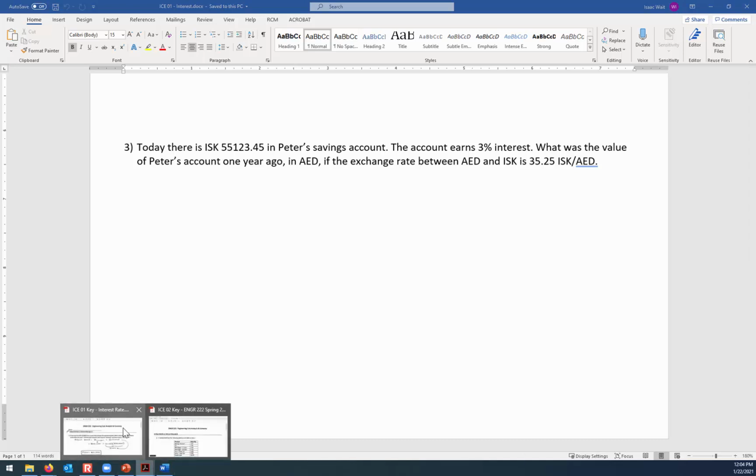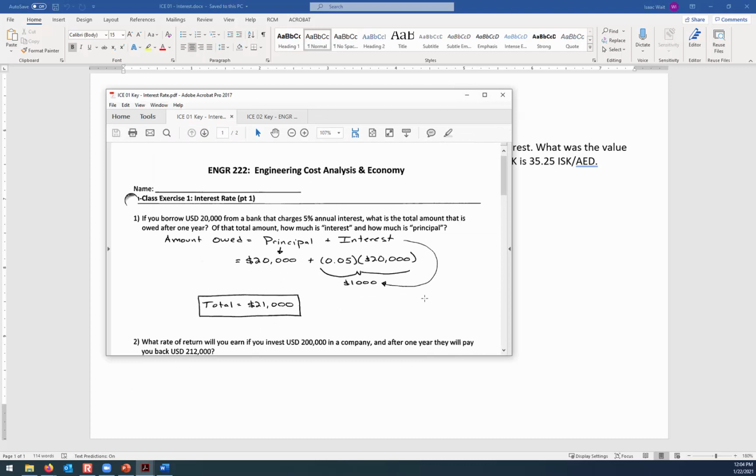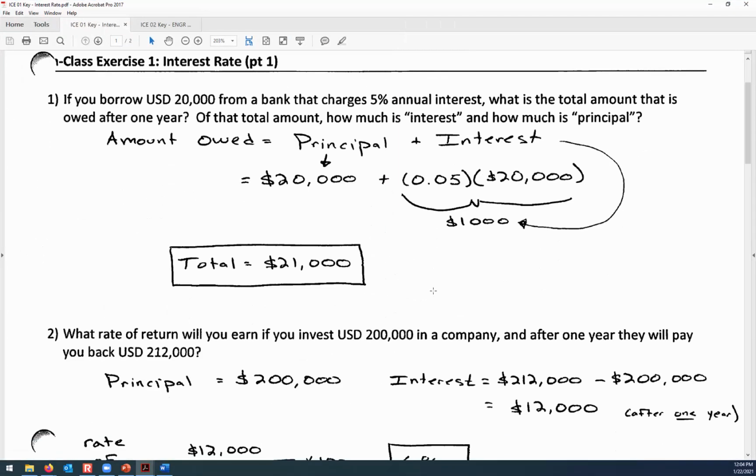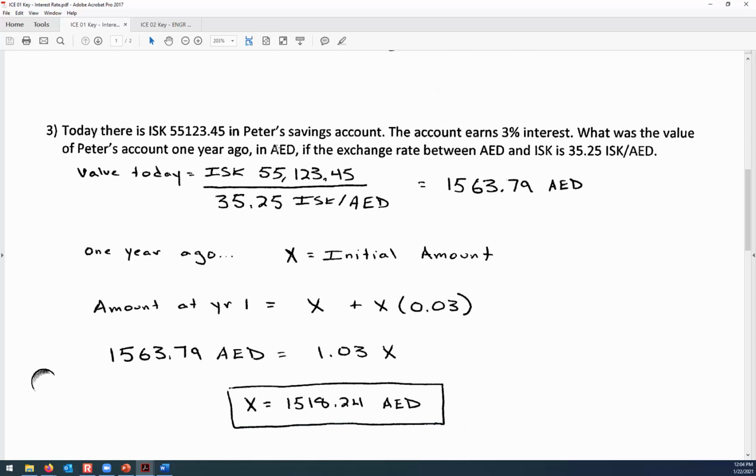And so I did bring up the solution to that one on the screen during our class meeting on Wednesday, but because it was kind of pressed for time, I wanted to see if there were any questions looking at it another time. So just to refresh your memory, what we did was we converted this Icelandic krona that's in the savings account to an equivalent amount in dirhams. And so this first part was finding the exchange rate. So how many dirhams do you get for a certain amount of Icelandic krona? And then the second part of that problem was looking at the interest component.